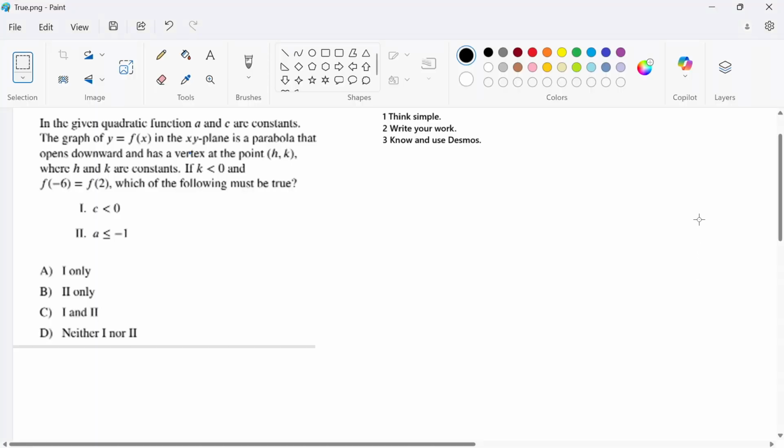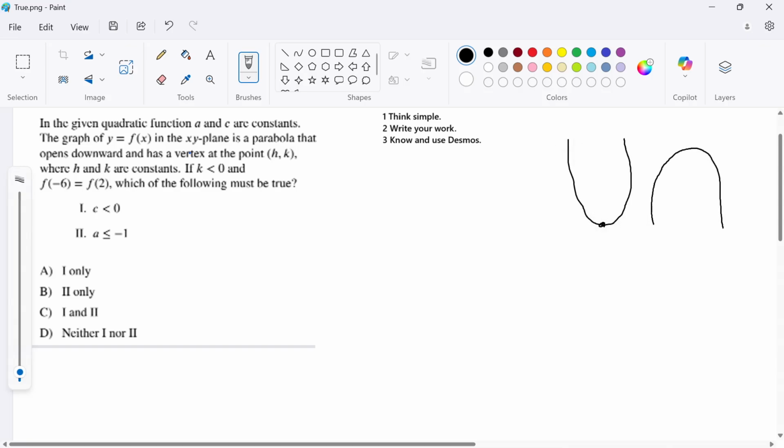Here's a question from the digital SAT. It says, in the given quadratic function, a and c are constants. The graph of y equals f(x) in the xy-plane is a parabola that opens downward and has a vertex at the point (h, k). The vertex of a parabola is the lowest point, or if it's upside down, it's the highest point. This one says opens downward, so it's something that looks like that. It's going to be the highest point.